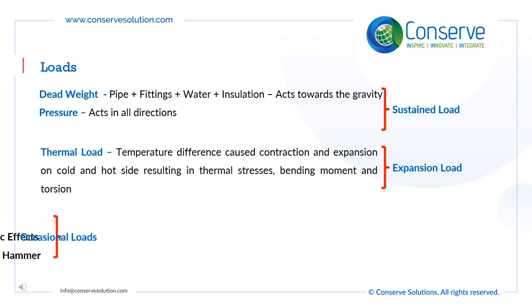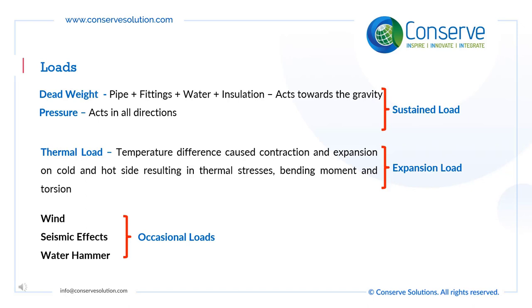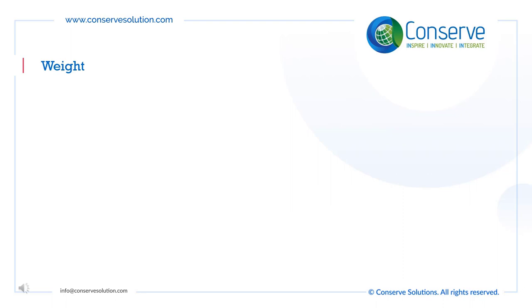There can be other occasional loads such as wind, seismic effects, water hammer, etc. In this webinar, we will limit our discussion to sustained load and thermal load. When it comes to weight of the pipe, actually we have to use the term mass, but in practice we use the term weight. The correct term is mass.